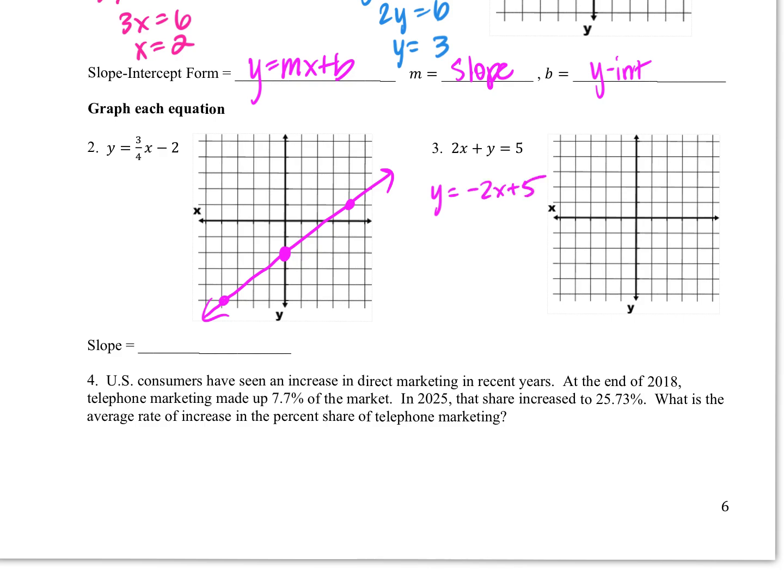You guys down with that? If I subtracted 2x from both sides to get my y by itself? And I always put the x in front so that it's y equals mx plus b, like it follows that form. Where am I going to start that graph?